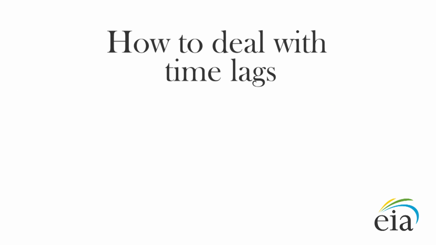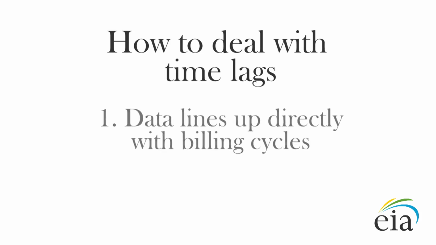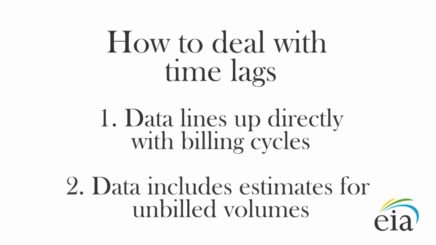How to deal with time lags. Most companies report data on lines 3 through 12 in one of two ways. The first way reports data that lines up directly to billing cycles. These data may be lagged behind the calendar month due to those billing cycles. The second way reports data that includes estimates for unbilled volumes, in an attempt to estimate the usage during the calendar month. Companies can choose to report whichever way works best, based on their internal billing and accounting systems.